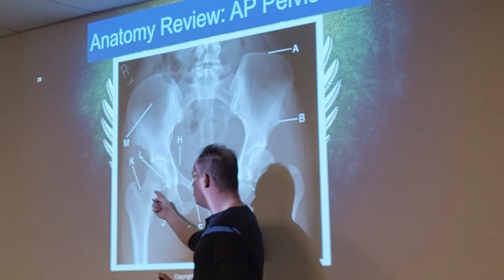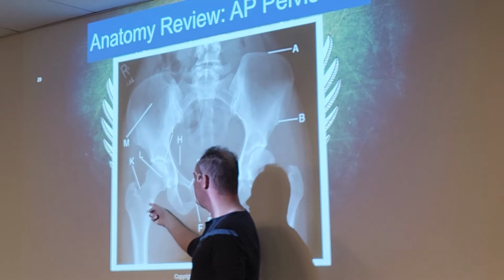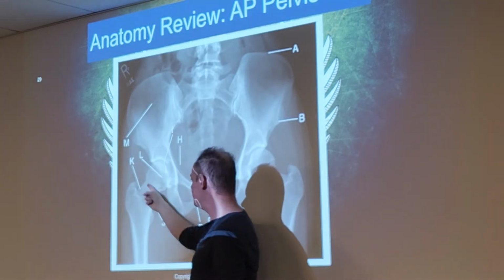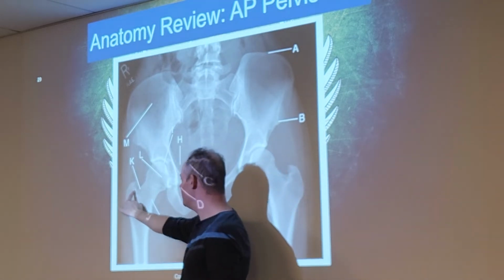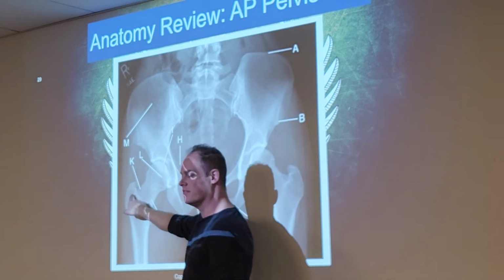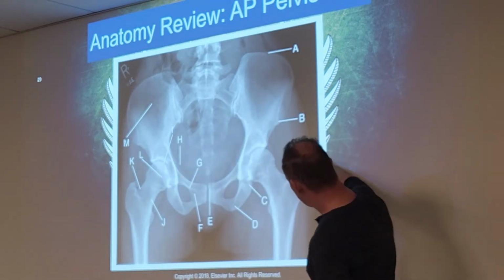What is letter J pointing to? The neck. That's the femoral neck. L is referring to this round area. What is that? The head. K is also referring to the neck, by the way. What would this be? Greater trochanter. What would this be? Lesser. What is that line going through there?